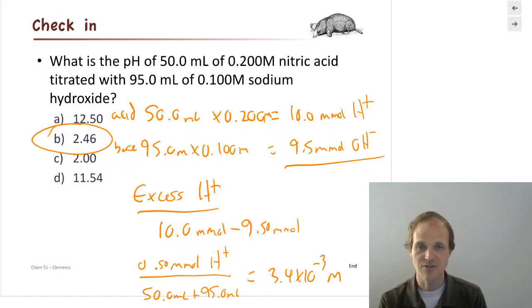Titration, strong acid, strong base. Calculate the millimoles of each of them. Figure out which one you have excess of. That's your concentration. Find your pH or your pOH.